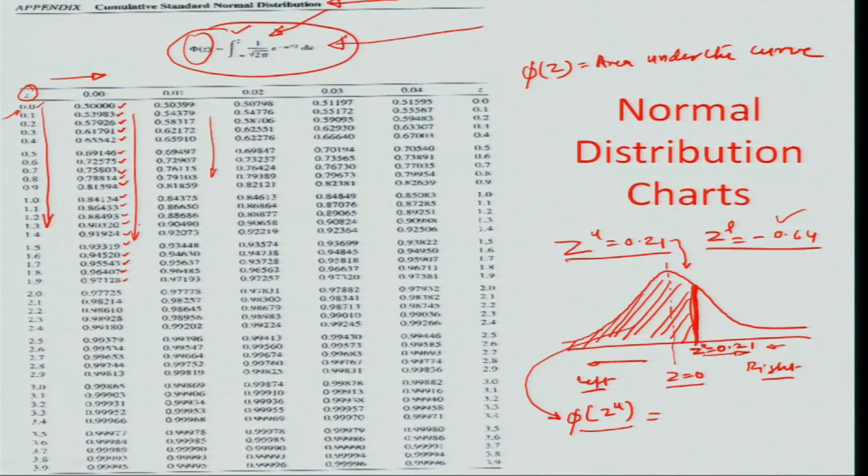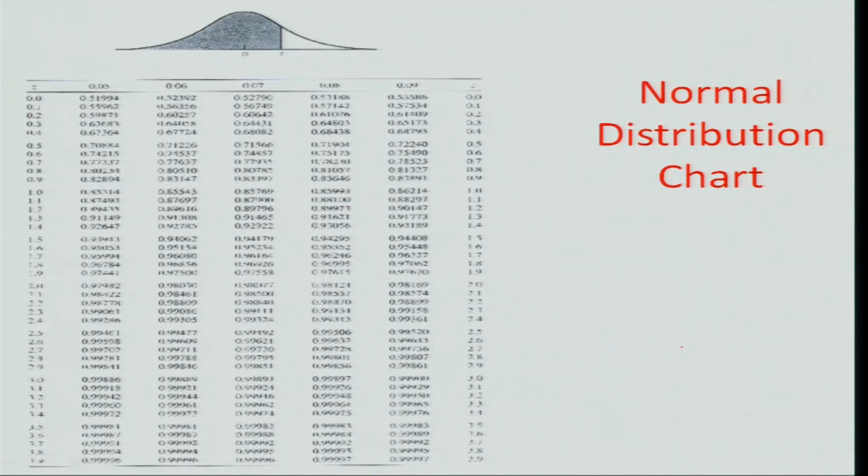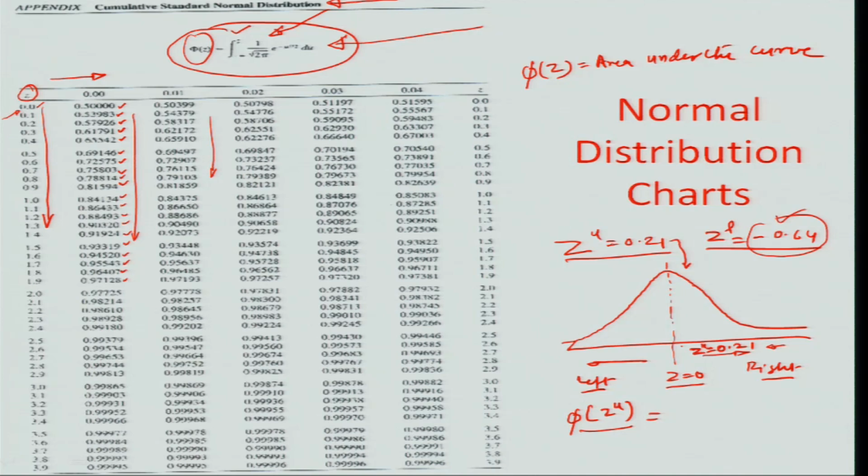So obviously now the question arises: how can we calculate the value for minus 0.64, and how can we arrive at the cumulative distribution for z lower equal to 0.64? Again, if we use the same similar logic for calculating the phi for a z value somewhere here equal to negative 0.64.